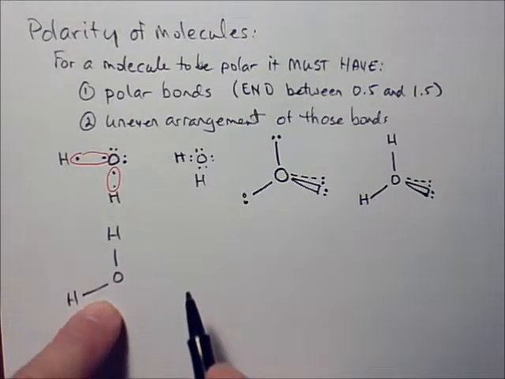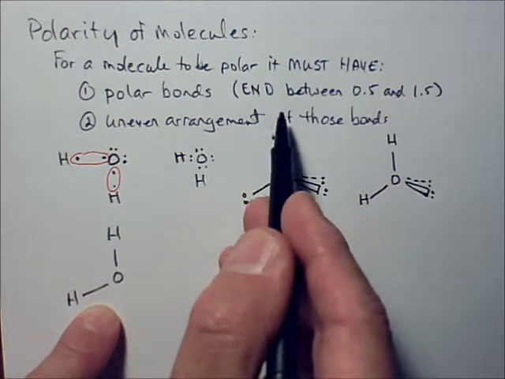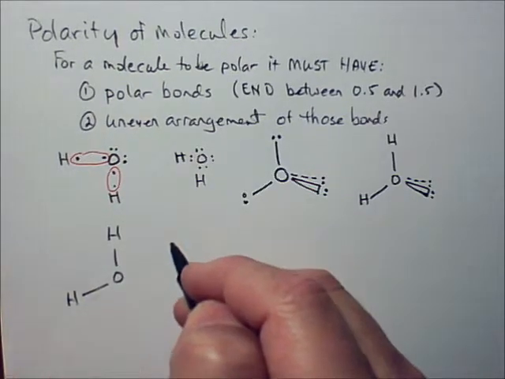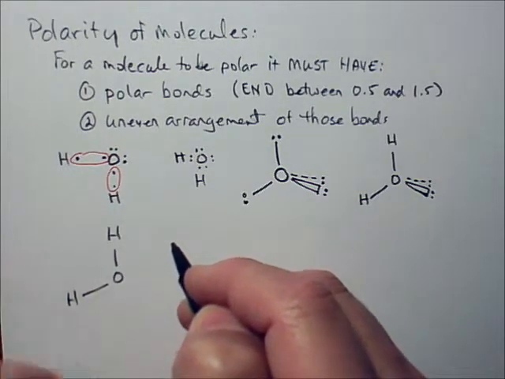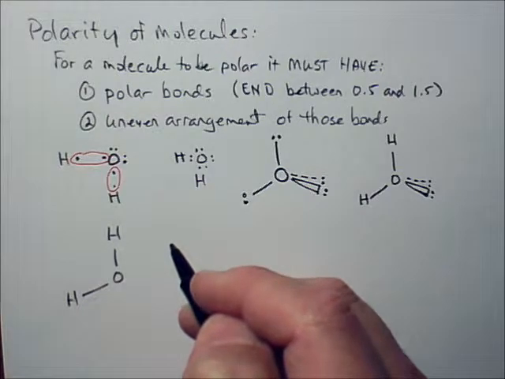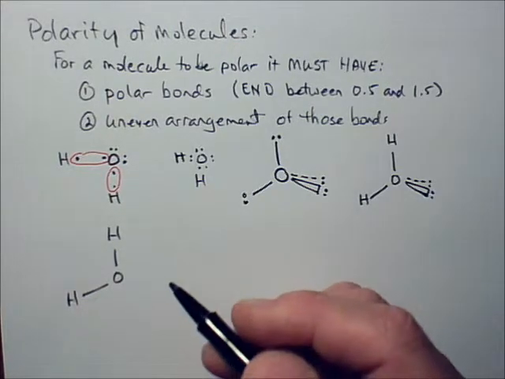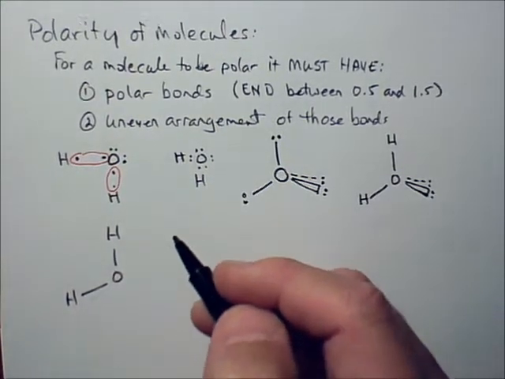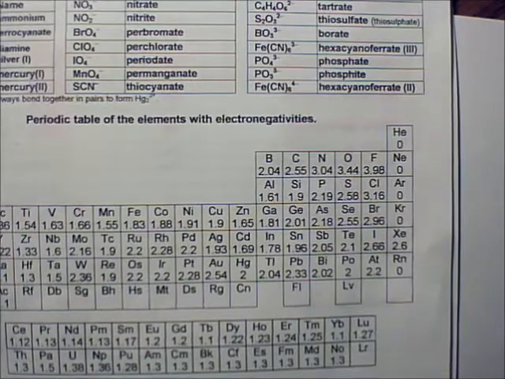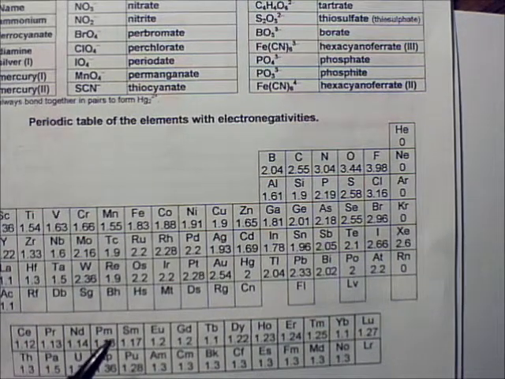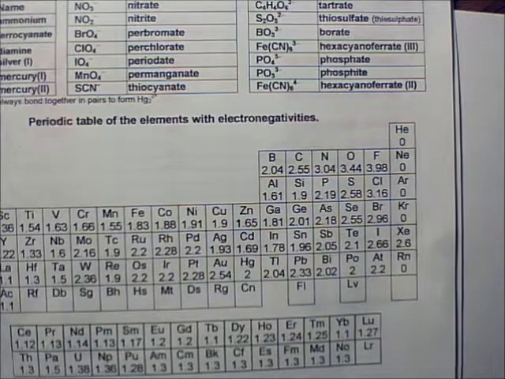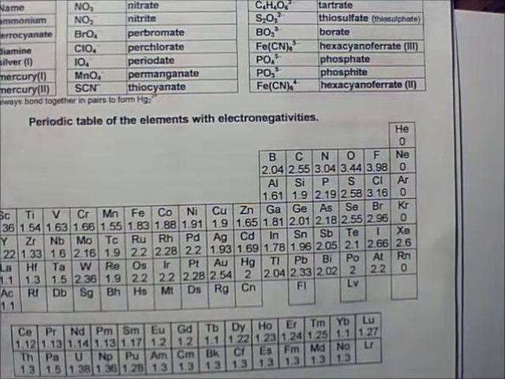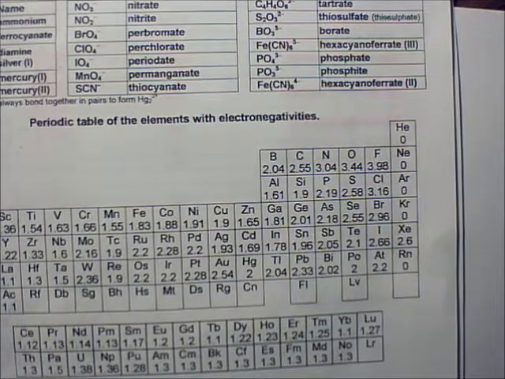All right. What we need to figure out now is what is the END. The END is the electronegativity difference. What does that word difference mean in math? Subtract. We're going to subtract the electronegativities. It's real simple. Just going to subtract the electronegativities. Find the electronegativity of oxygen, find the electronegativity of hydrogen, and find the difference.